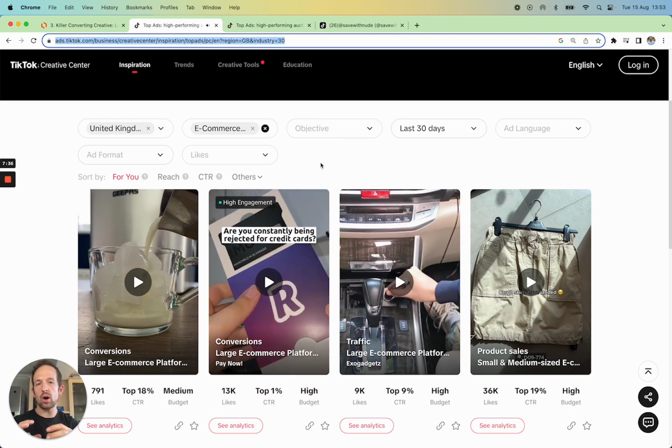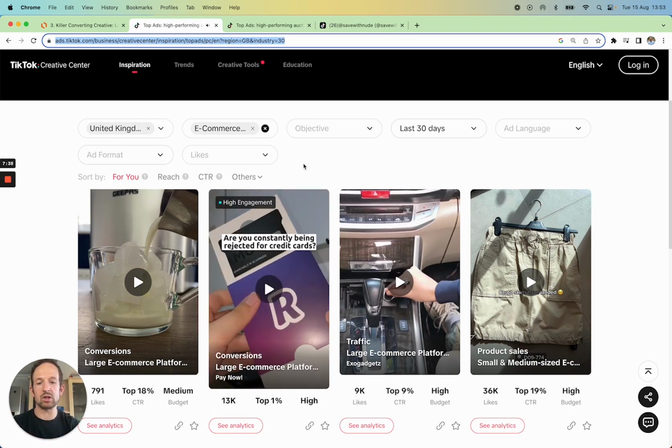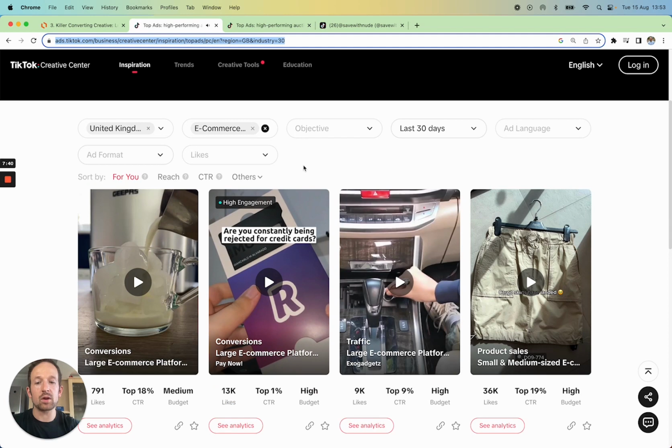So you see there, we've got our hook at the beginning. Are you constantly being rejected for credit cards? Then we have the context of what the actual product is offering.